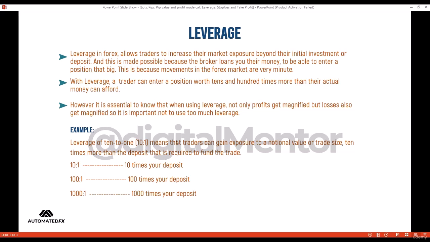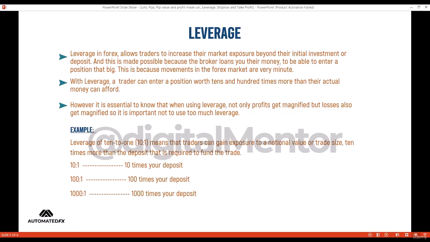So leverage of 10 to 1 means that traders can gain exposure to a notional value or trade size 10 times more than the deposit that is required to fund the trade. So when your broker gives you a leverage of 10 to 1, it means you can enter a trade 10 times your deposit. If your broker gives you 100 to 1, you can enter a trade 100 times your deposit. If your broker gives you 1,000 to 1, it means you can enter a trade 1,000 times your deposit. I don't know if you understand.